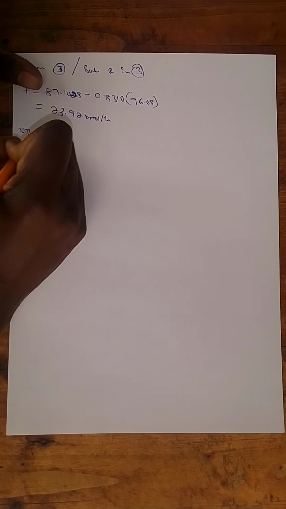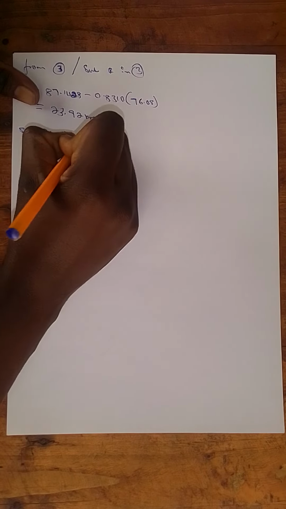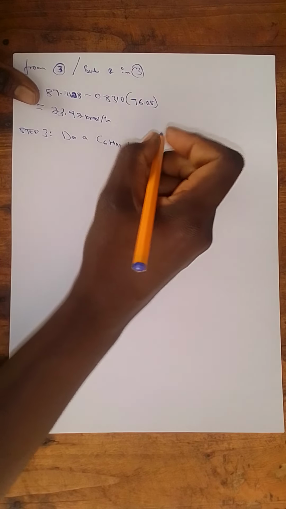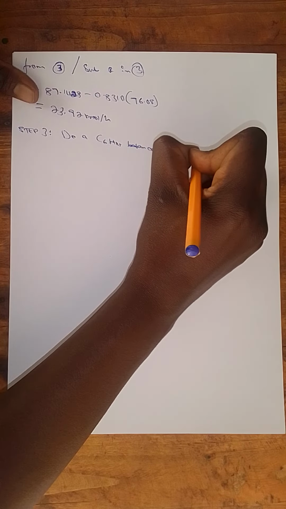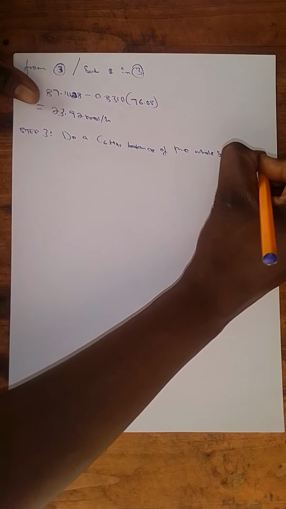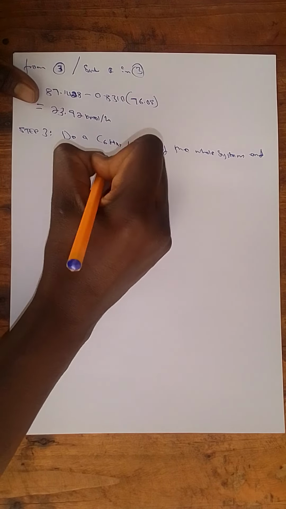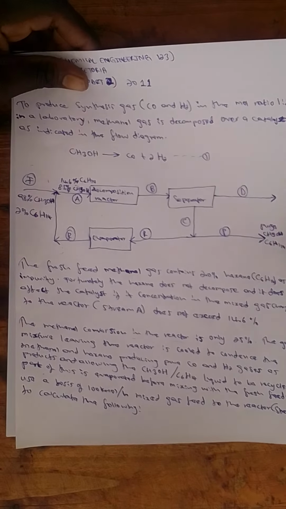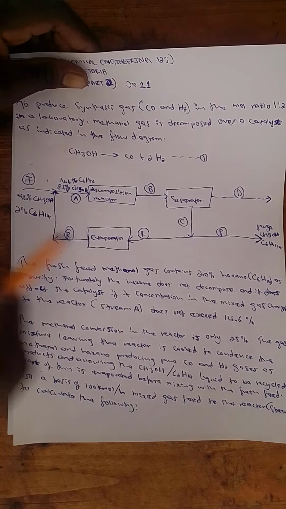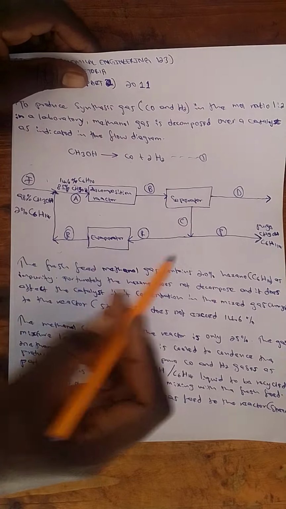So in step 3 we're going to do a C6H14 balance of the whole system and calculate P. So now that we have F, we're going to be using C6H14 balance, and then in the whole system this time around, we won't do it in the mixer. We're going to do a C6H14 balance in the whole system and calculate P.